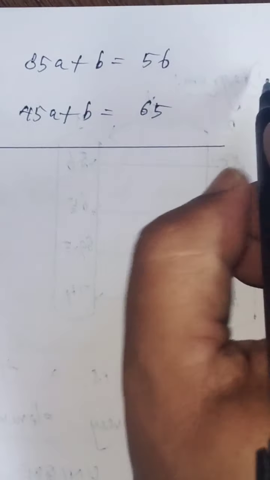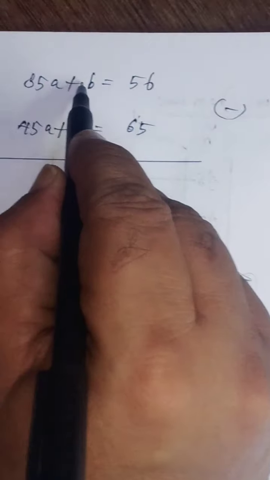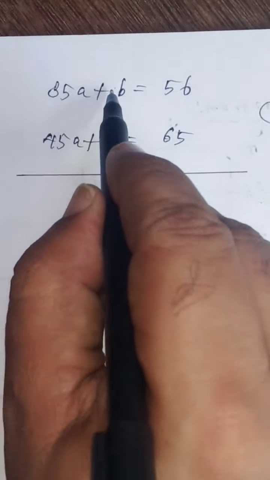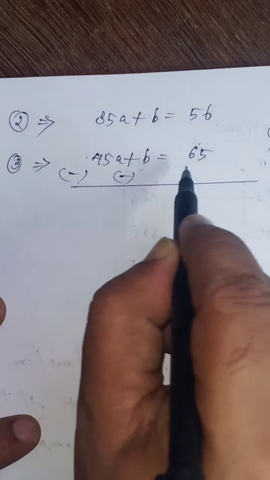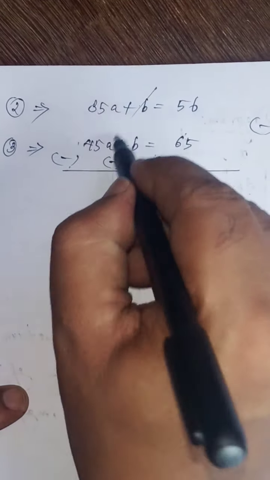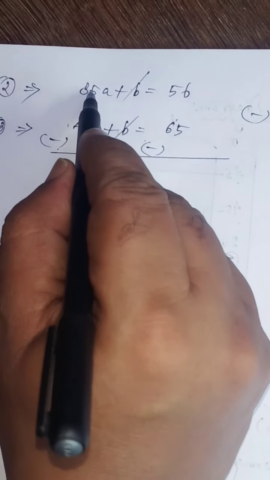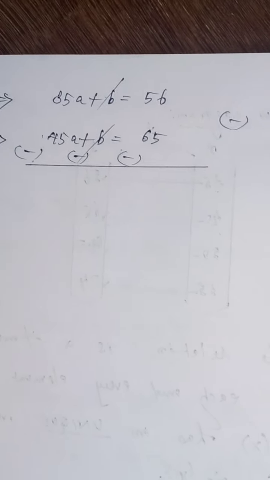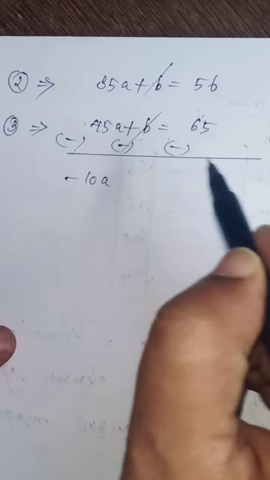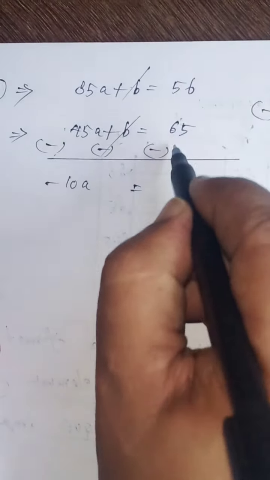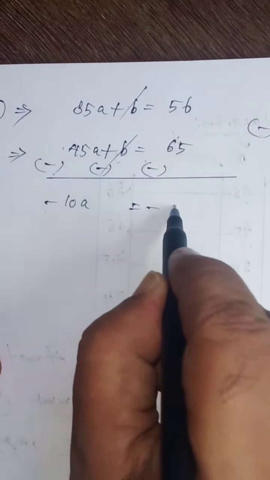Solving the two equations by elimination method, already learnt in 9th standard. So I am going to subtract because the coefficients of b are equal. So you have to change the signs. Plus becomes minus, and plus becomes minus. Plus b and minus b get cancelled. 35a minus 45a, 35 minus 45 is equal to minus 10. So greater number sign is negative. So minus 10a. 56 minus 65 is equal to minus 9.